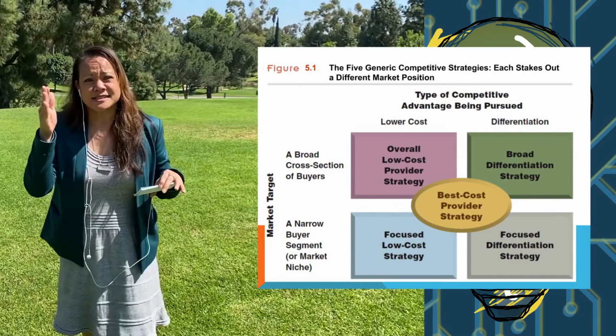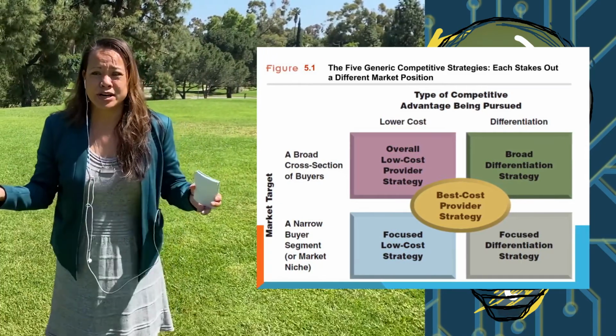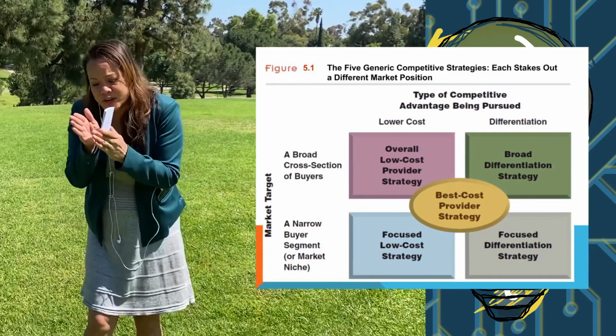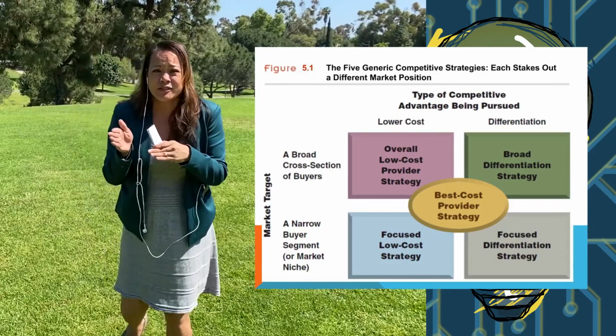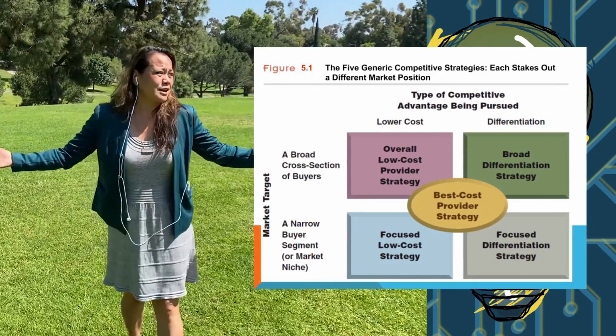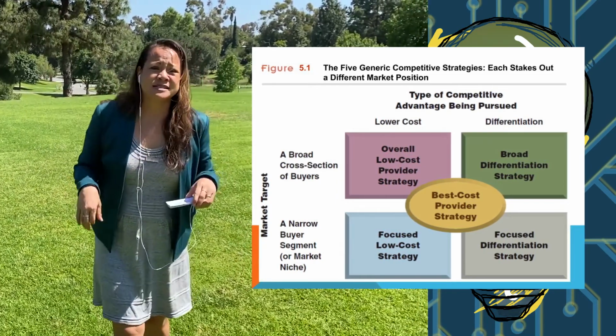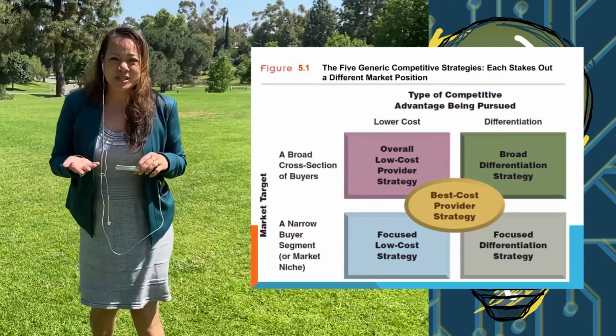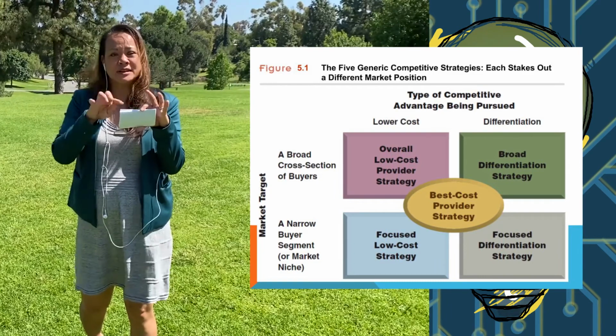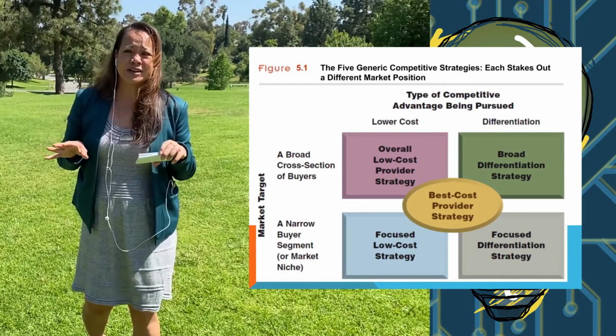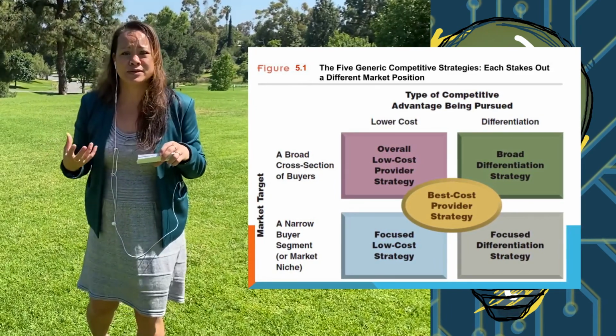The other axis is how wide or narrow your target market is. Are you going after a very specific small niche of people, or are you going after everybody? Broad appeal. Okay, so that goes into that axis. And then, like a good business school class, we have the middle, which is the best cost provider strategy, which is a hybrid of those.